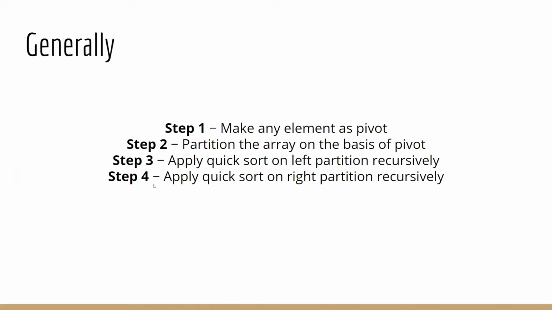Okay, so summing up what this quicksort algorithm does is it picks any element as a pivot and then partitions the array on the basis of the pivot. And then the last step is to apply quicksort on both left and right portions repetitively and also separately. So it keeps repeating until it's rearranged correctly.